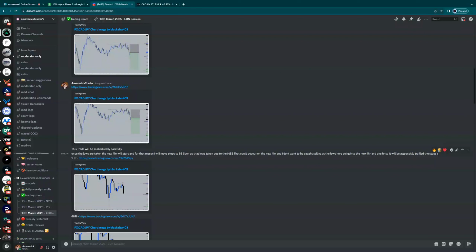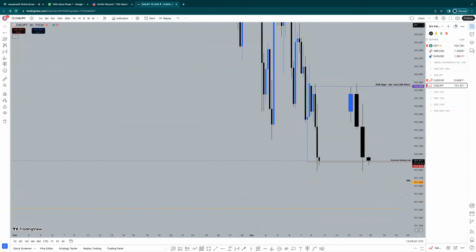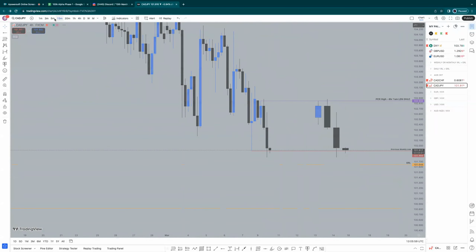Yeah, look, this trade's really scaled carefully. Once the lows are taken, the new 4-hour will start, and for that reason, I will move my stops to break even as soon as that low is taken, due to the market structure shift that could occur on the new 4-hour candle. And I don't want to be caught selling at the lows going into the new 4-hour candle. So what I meant by that is, obviously looking at it now in hindsight, it was still a really good entry and a really good trade.